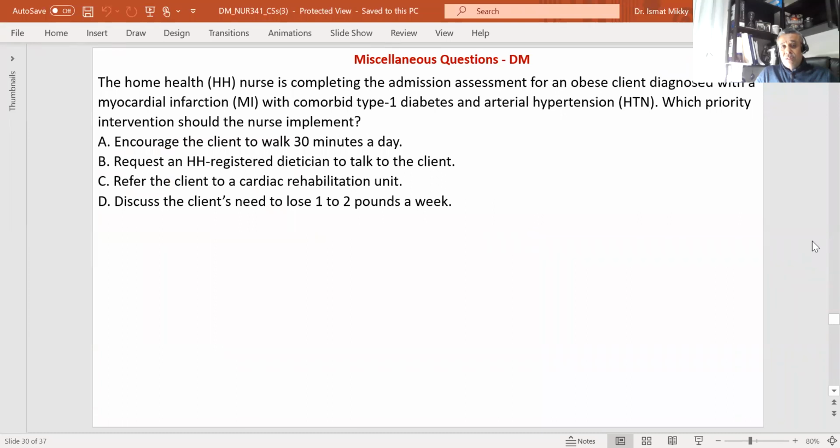Next question here. The answer is C, cardiac rehabilitation or cardiac rehab. When we say cardiac rehab, it includes progressive exercise, diet teaching, and classes on modifying risk factors. This supervised setting would be the priority intervention for this patient when the client is discharged from home health.